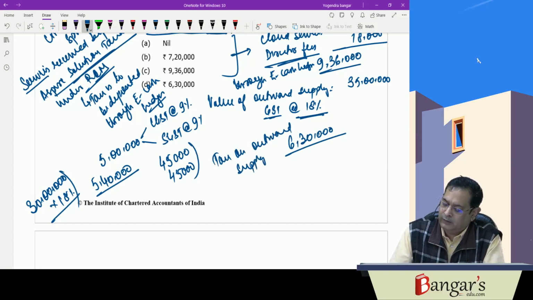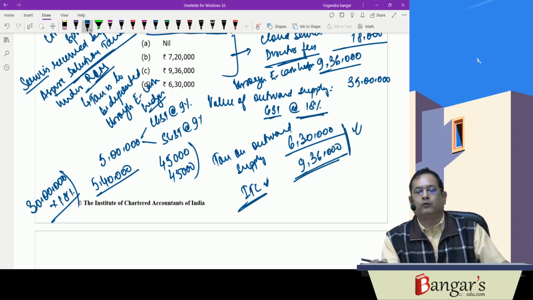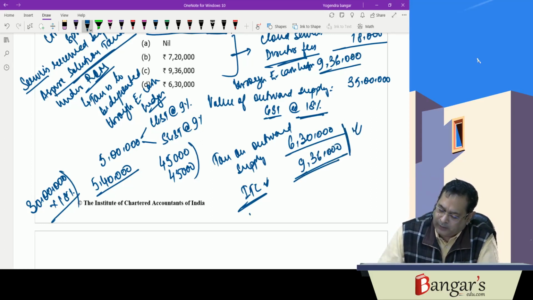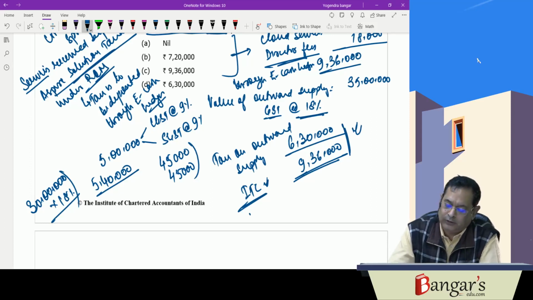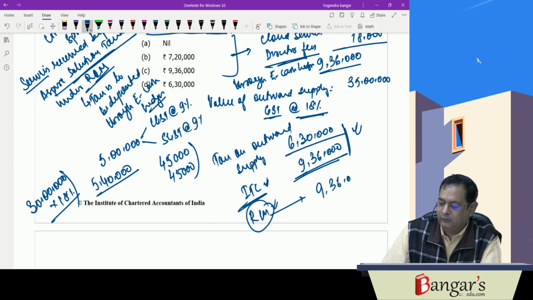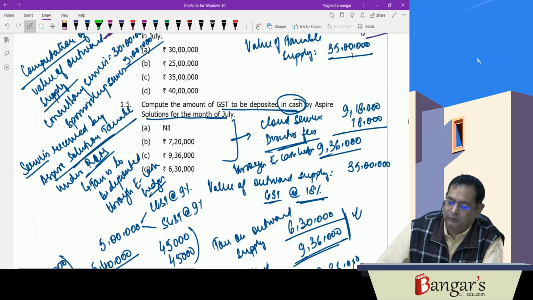But we have input tax credit available to the extent of 9,36,000 rupees. So this credit can be utilized for payment of this outward tax liability. So here on outward supply, no tax is required to be deposited. But on RCM, tax is to be deposited through the e-cash ledger, and that is 9,36,000 rupees. So they are asking how much amount of tax is to be deposited in cash. So the answer will be 9,36,000 rupees.